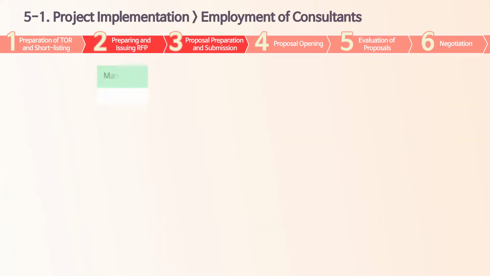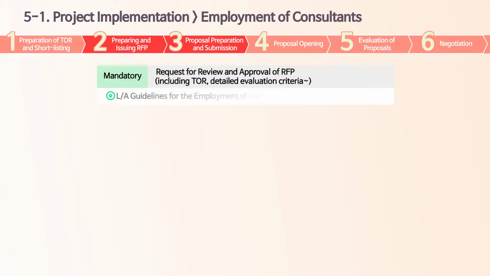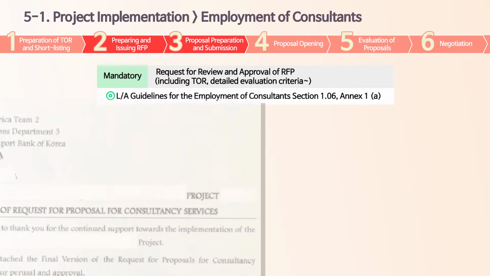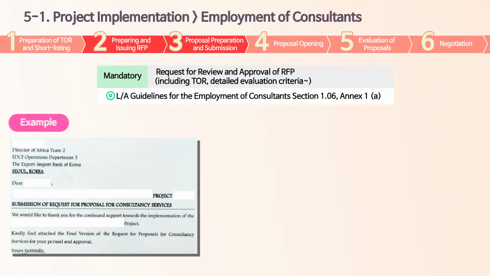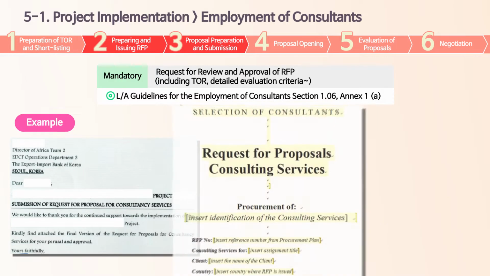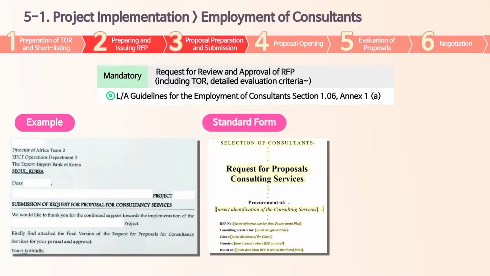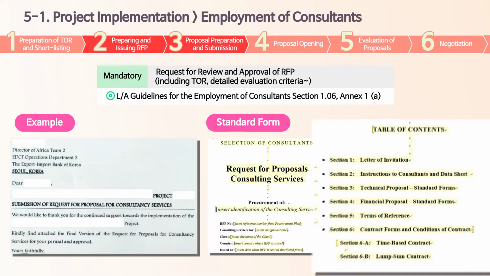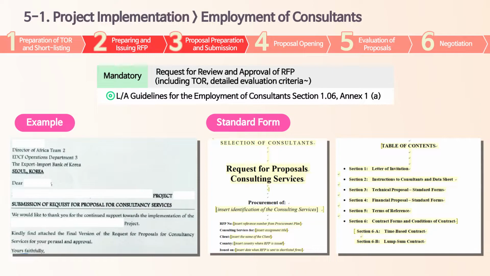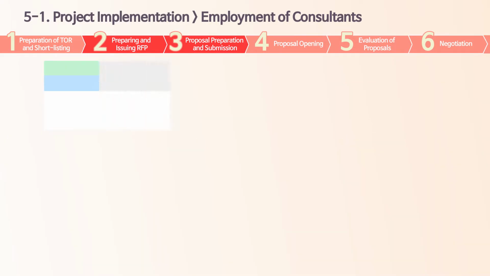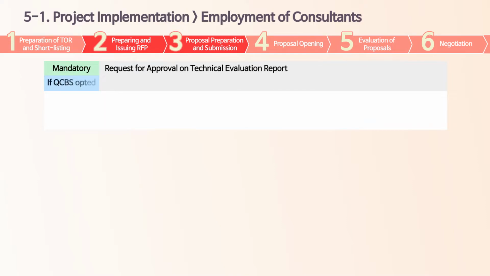Along with the approval of shortlisted consultants, EDCF examines the draft RFP to check if it is in line with the LA. For this purpose, an official letter by PEA submitting the RFP is also required, along with a draft RFP including TOR, a detailed evaluation criteria, and a draft letter of invitation. Standard form of RFP is available on the EDCF website. After EDCF's approval for the RFP, PEA may send the RFP to the shortlisted consultants and receive their proposals.